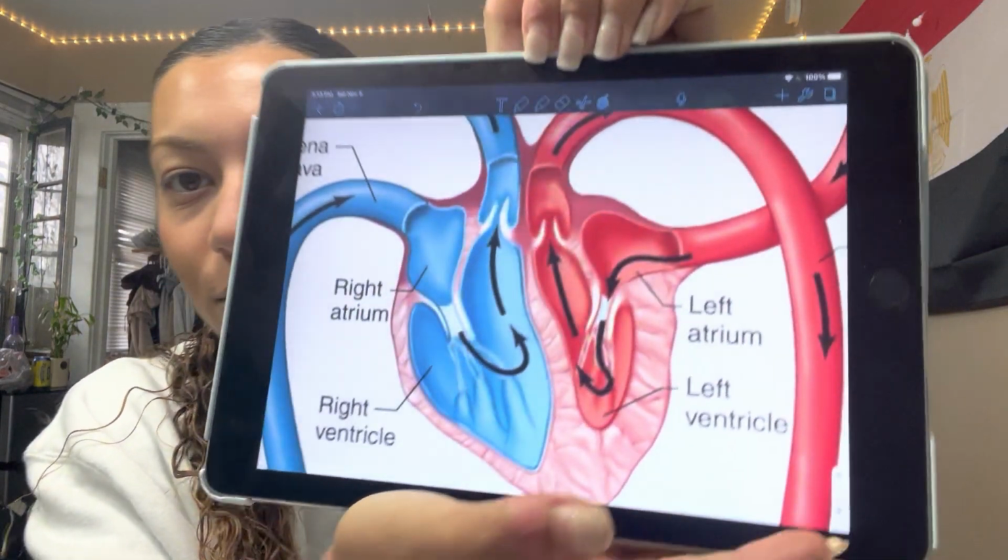So to start off, there are 4 regions in the heart. There's a right and left atrium, and then a right and left ventricle. I also have a visual, so it can be a lot easier. This is a lot less complex than how it looks, but for the most part, this is how it looks.